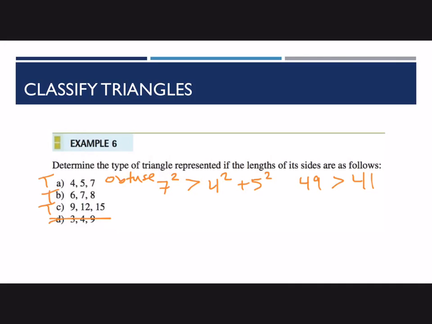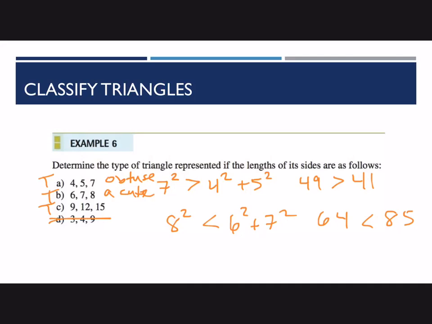Okay, 6, 7, and 8, so I would choose the largest one as C. That's 8 squared, and then I want to see how that's related to 6 squared plus 7 squared. So we have 64 on the left and 85 on the right. So C squared is less than, so that would be an acute triangle.